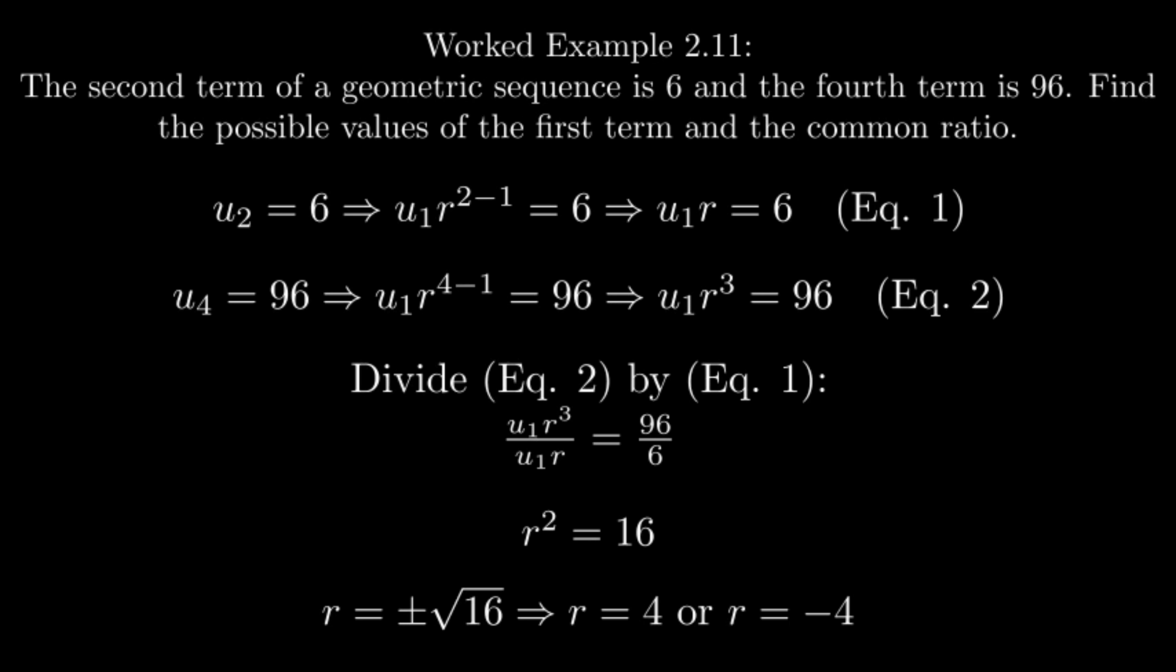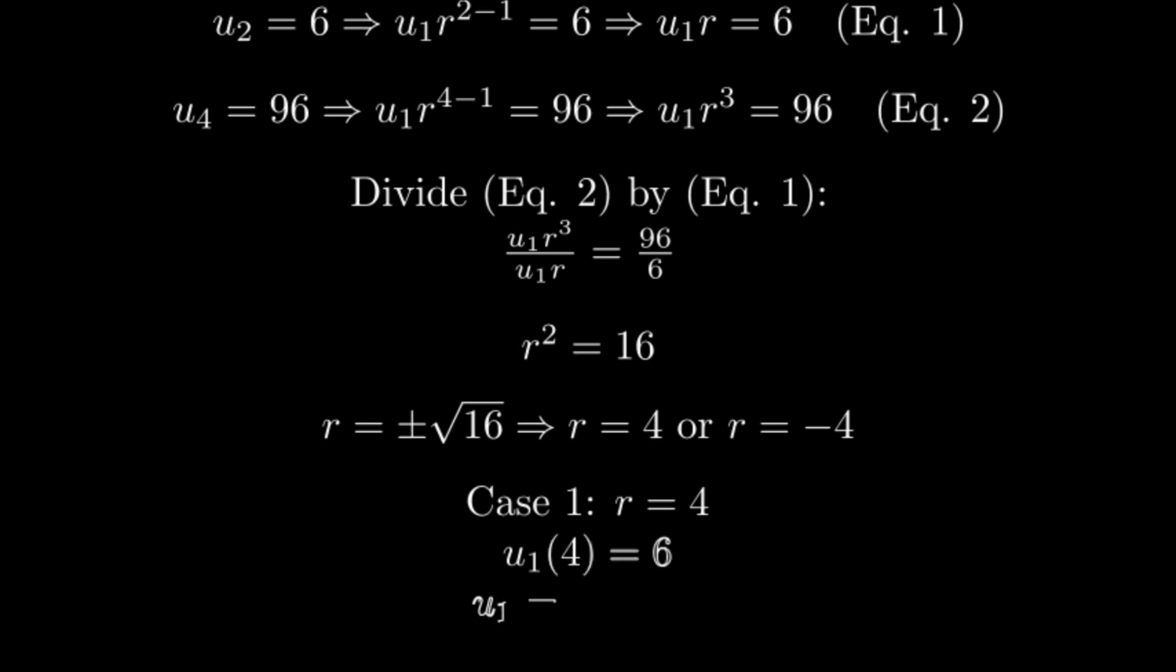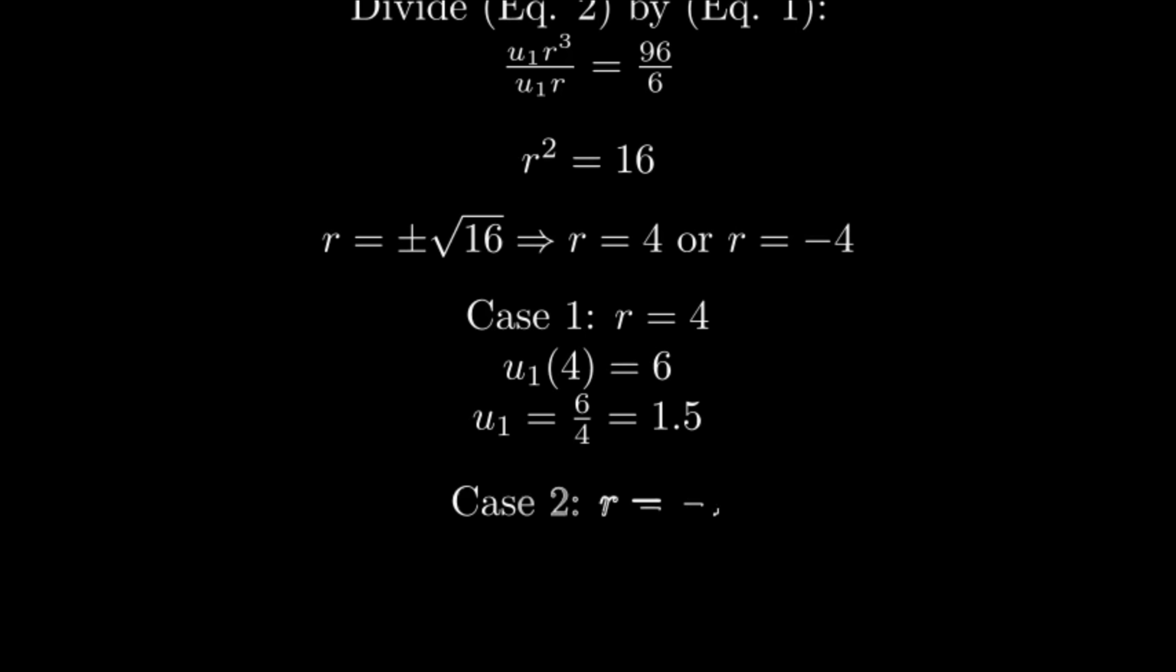Let's start with the case where r is 4. If r equals 4, we substitute it into equation 1. u sub 1 times 4 equals 6. Dividing by 4, we get u sub 1 equals 6 over 4, or 1.5. Now for the second case, where r is negative 4. If r equals negative 4, we do the same. u sub 1 times negative 4 equals 6. Dividing by negative 4, we get u sub 1 equals negative 1.5.